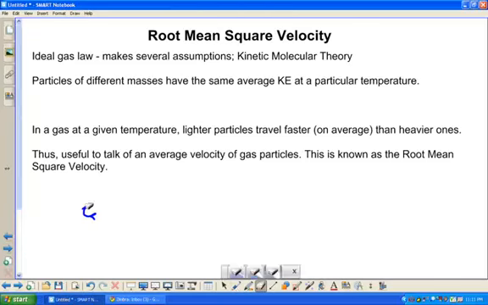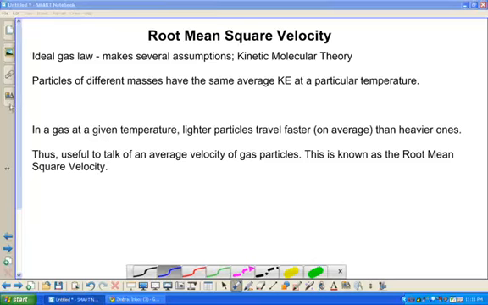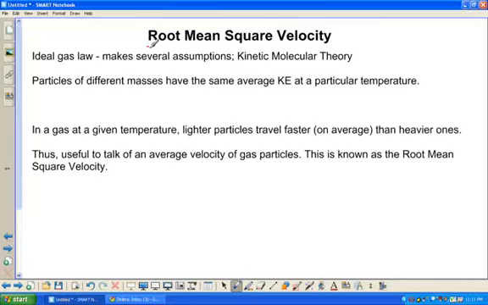Alright everybody, we have one last video about gas laws here. And in this video I would like to talk about something called root mean square velocity of gas particles. And this is something that I would imagine that the vast majority of you have not seen before.